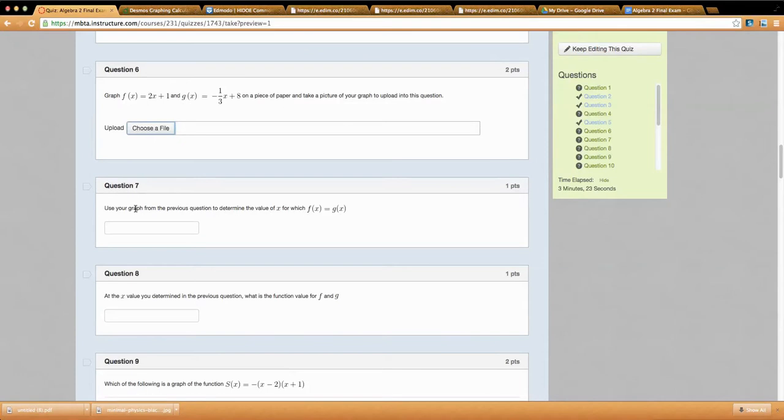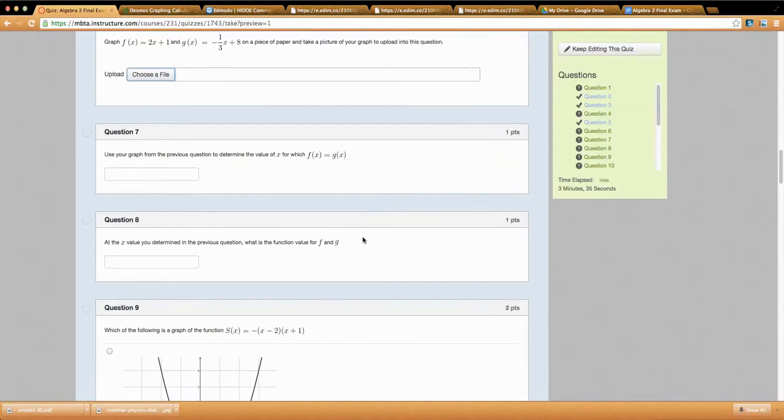You're going to use that graph that you have on this piece of paper to tell me what value of x gives you f of x equal g of x. Similarly, you're going to use that graph to help you determine the function values for f and g.